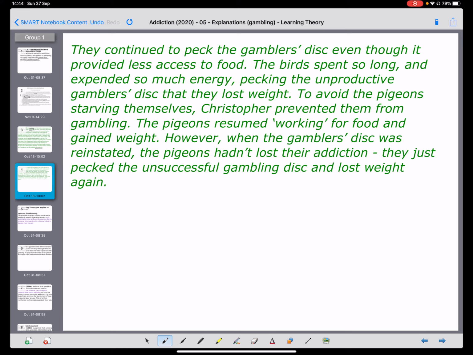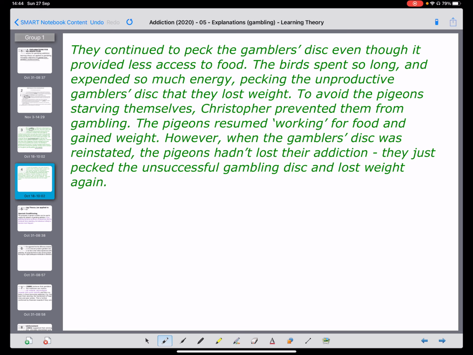So for me, this is just an example to explain how compelling the whole reward process must be for the gambling disc, such that these birds couldn't go back to the work disc unless the gambling disc wasn't there.